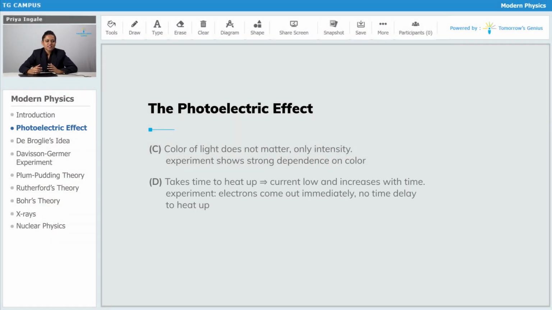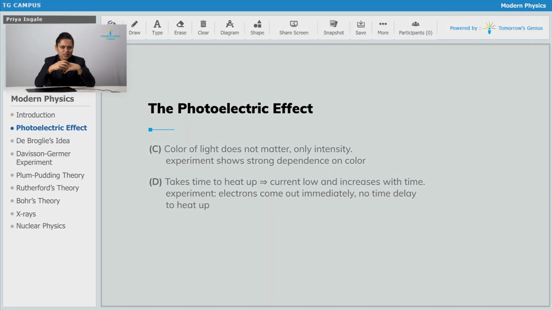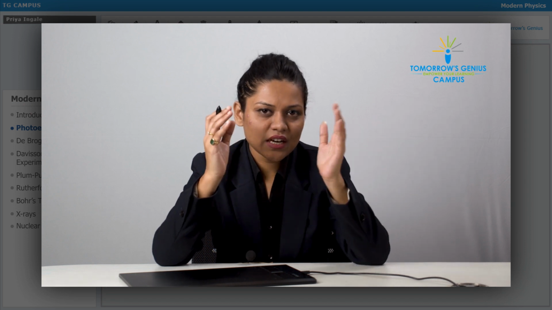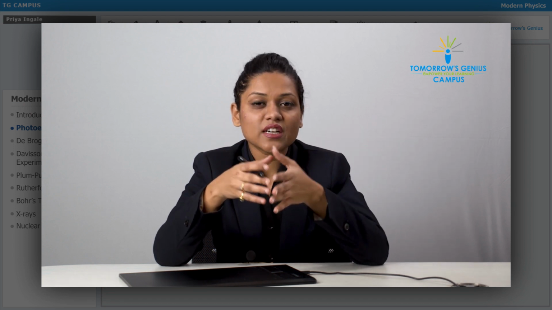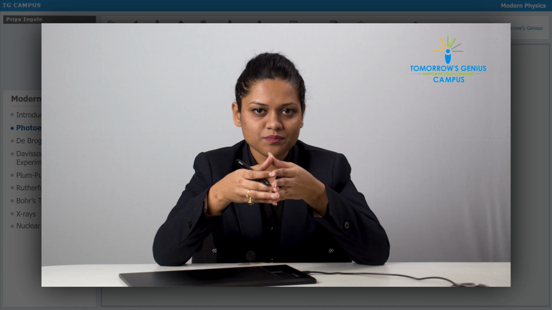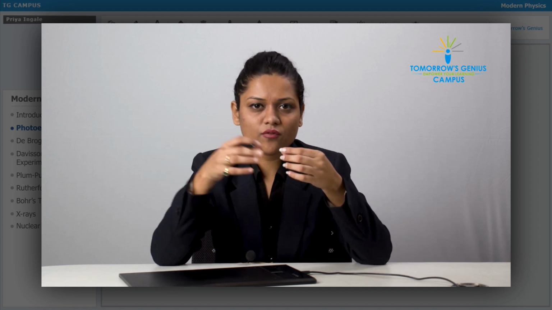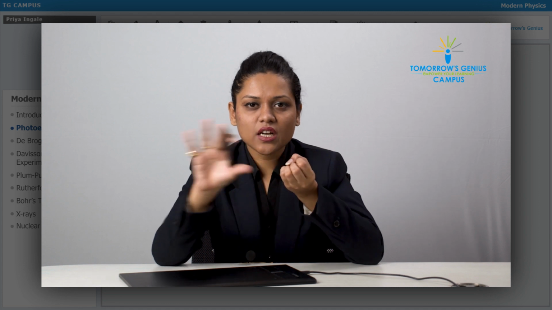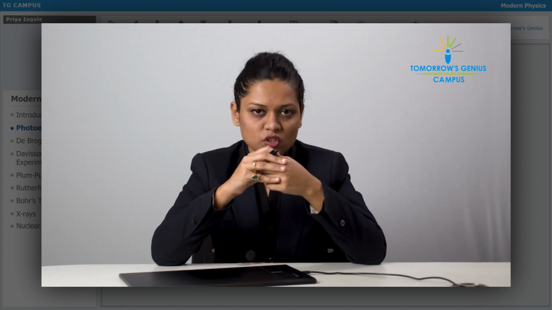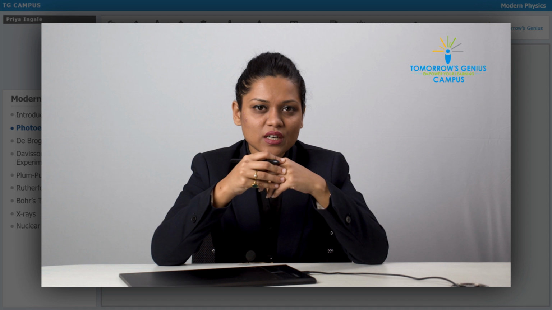Classical theory says that it takes time to absorb the energy, time to heat up, time for the current to flow, so everything takes time. But in the experiment we have seen that the photoelectric effect is a spontaneous process. That means radiation will fall, the electron will absorb the energy, come out and conduct the current. So there is also a mismatch.